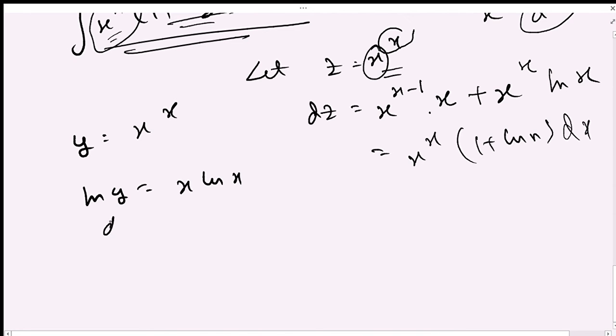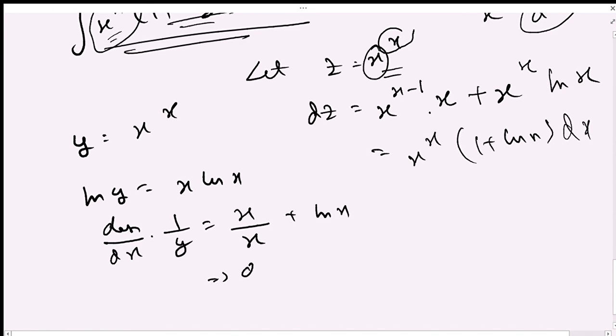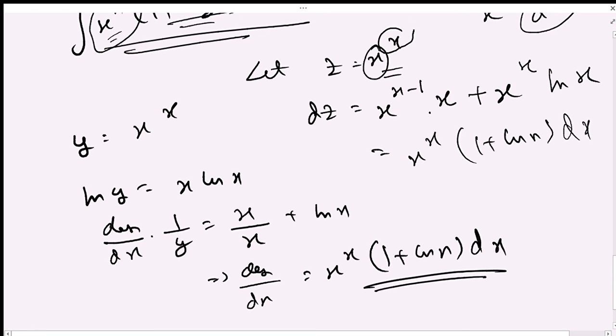So here you get dy over dx times 1 over y, and here you use the product rule, so this becomes x over x plus ln x. So from here you get dy over dx is equal to y, and y was x to the power x, so this is x to the power x, and here you get 1 plus ln x dx. Clear? Got it?